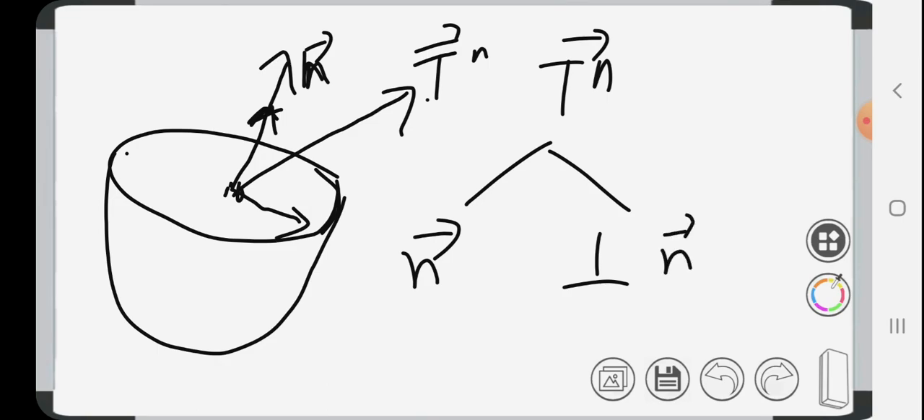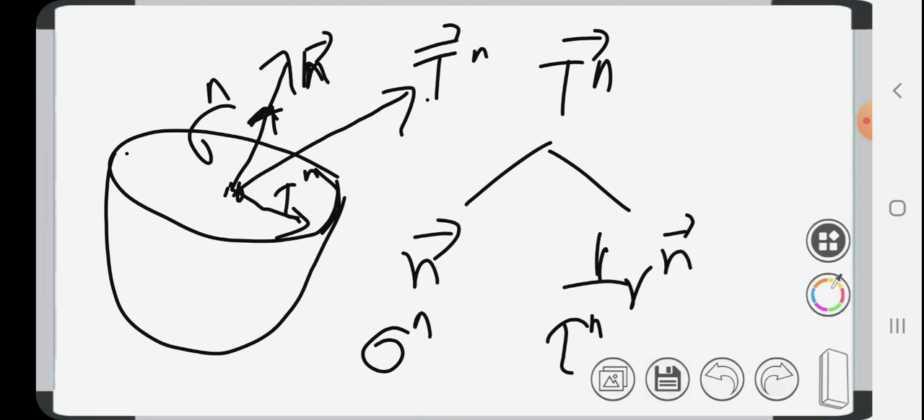So the component of Tn in the same direction as n vector is the normal stress component. Okay, normal stress component. I will show it in this way. And perpendicular to n vector is tau n, the shear stress component. So this is sigma n. So this is tau n.